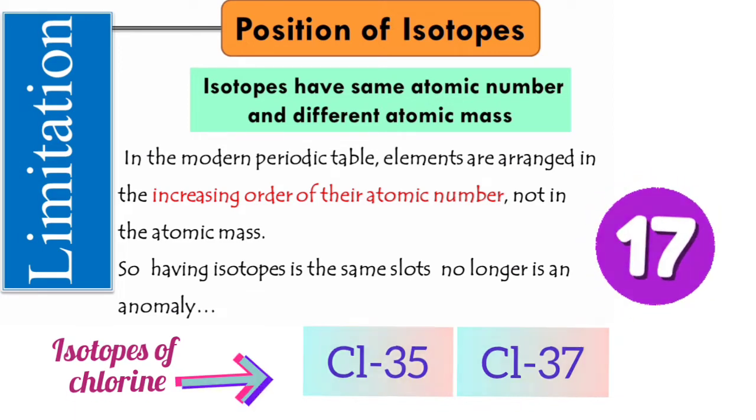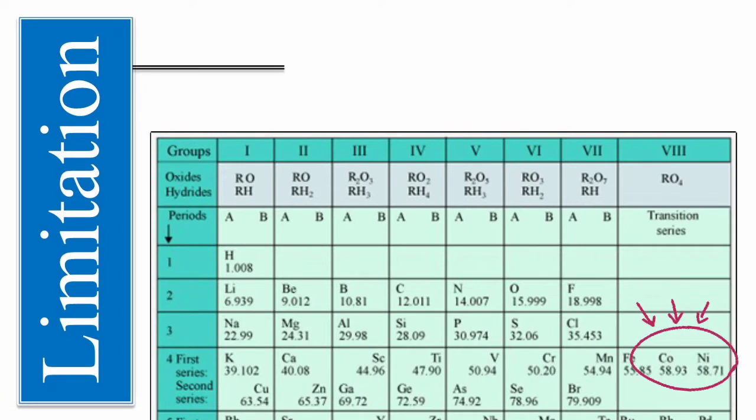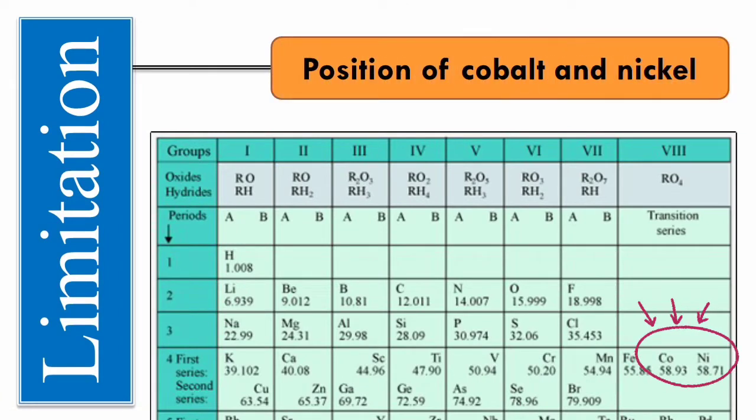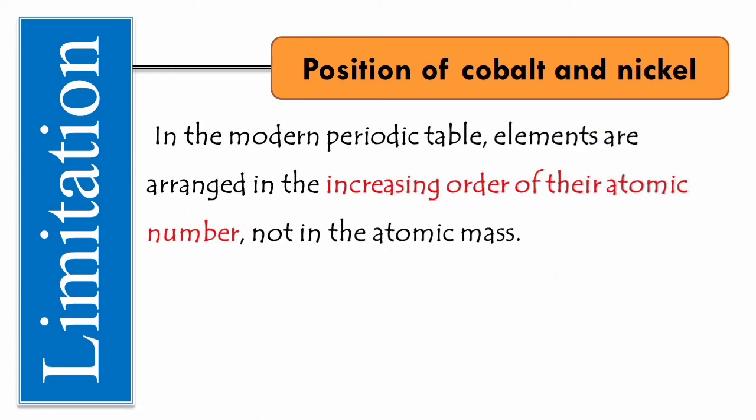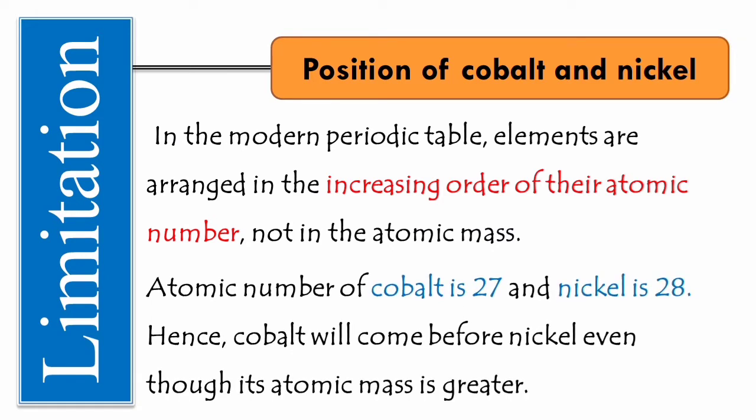The next major limitation of Mendeleev's classification was in positioning certain elements with higher atomic mass before the element with lower atomic mass. Now, cobalt with higher atomic mass was placed before nickel. But let's understand that the atomic number of cobalt is 27 and that of nickel is 28. So, in modern periodic table where elements are going to be arranged in the increasing order of atomic number, cobalt will come before nickel even though its atomic mass is higher.